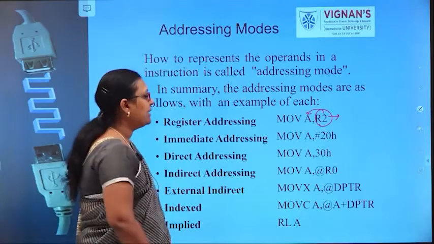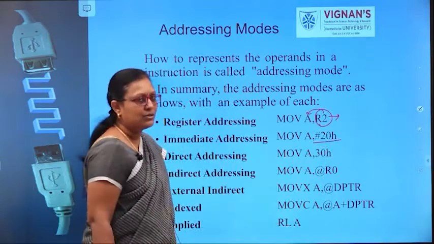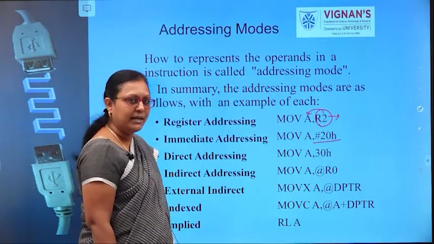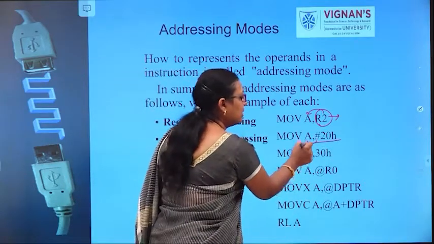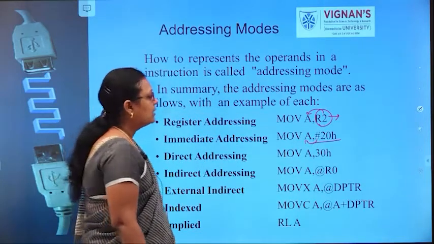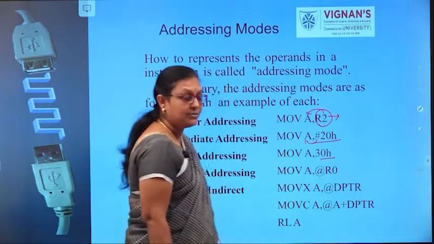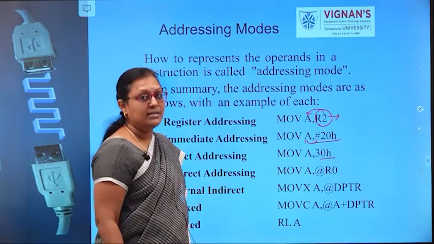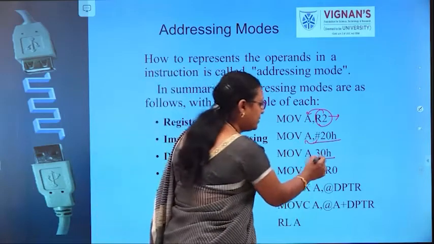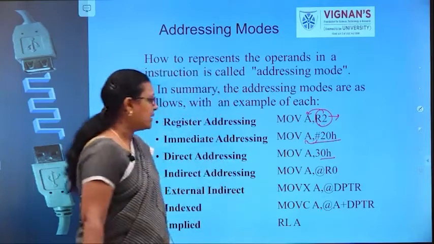And if it is immediate addressing mode, your data will be given directly in the command. So #20H is nothing but the data which has to be moved to the accumulator. Okay. When you come to the direct addressing mode, here this 30H is nothing but the address where your data is present. So from this address you have to fetch the data to the accumulator. That is called direct addressing mode.